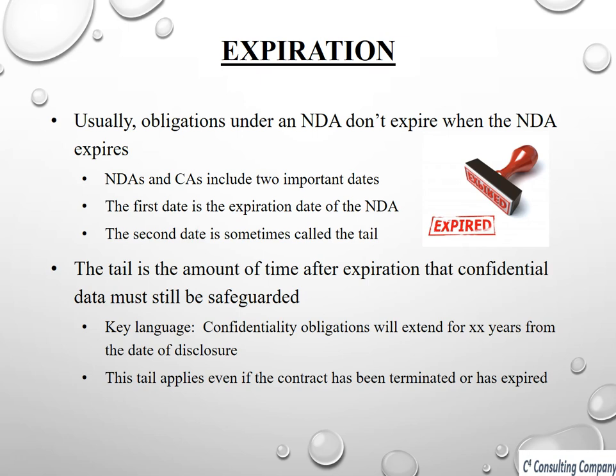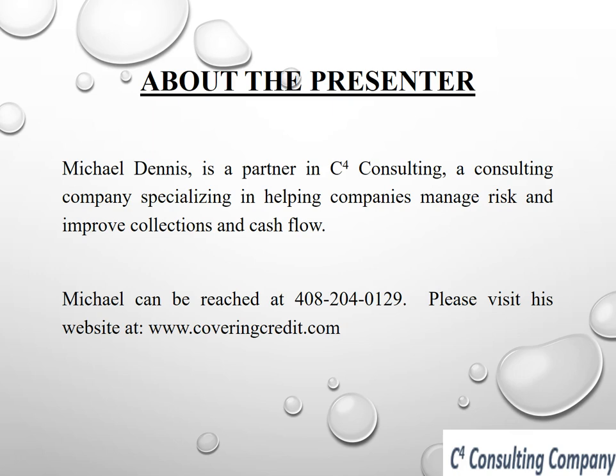So basically what they say is this contract, this NDA, is going to be valid for a year. But no matter when it expires or is terminated, the obligations of confidentiality that are described in the non-disclosure agreement are valid for, let's just say, 5 years from the date on which the recipient received the confidential information from the other party, from the party disclosing the confidential information.